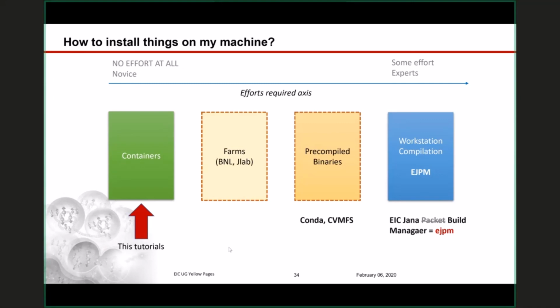So finally, how to install things on my machine. We actually covered this in the tutorial. So right now, the main thing that we support is containers, right? So it's kind of the main tool that we support. But you can also, at your own risk, if it's Linux or Mac, try to use eicpm to install everything on your machine.